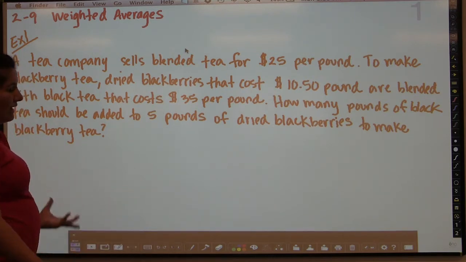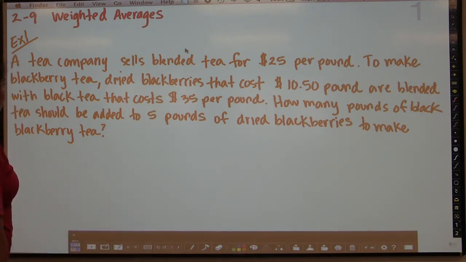And so that might not make a lot of sense, and I apologize for that, but I'm going to hopefully try to explain that to you as we go through each of the problems. It'll probably be easier that way. So here we have an example. A tea company sells blended tea for $25 per pound. To make blackberry tea, dried blackberries that cost $10.50 per pound, and I should have put per pound there, sorry, are blended with black tea that costs $35 per pound.